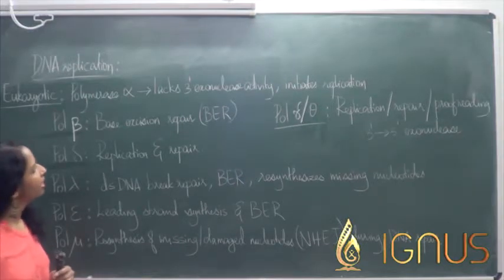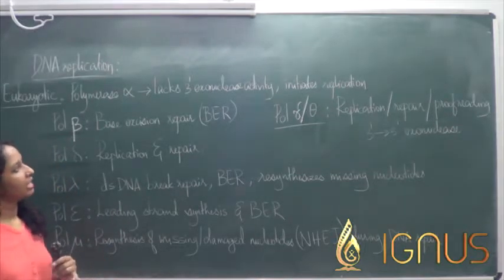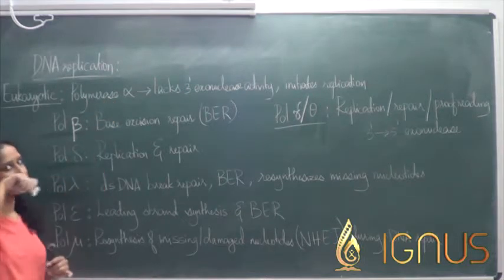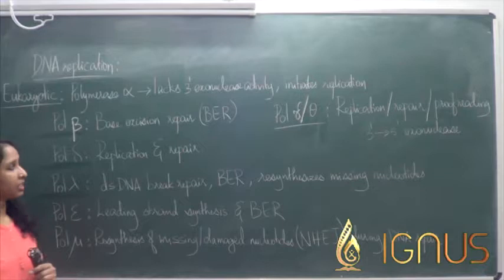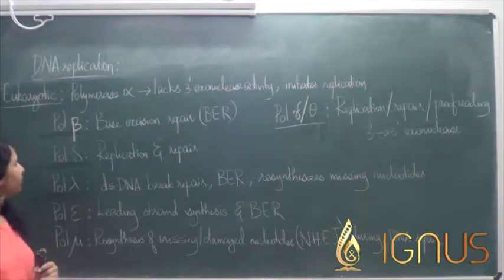Polymerase alpha lacks 3' exonuclease activity and it initiates replication. So polymerase alpha is the one that is going to initiate replication whenever DNA replication starts. Also, it lacks 3' to 5' exonuclease activity.